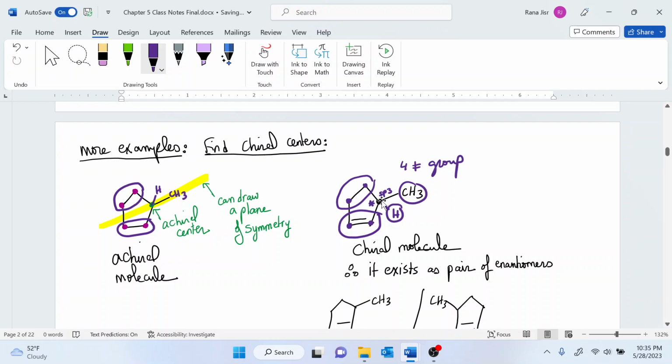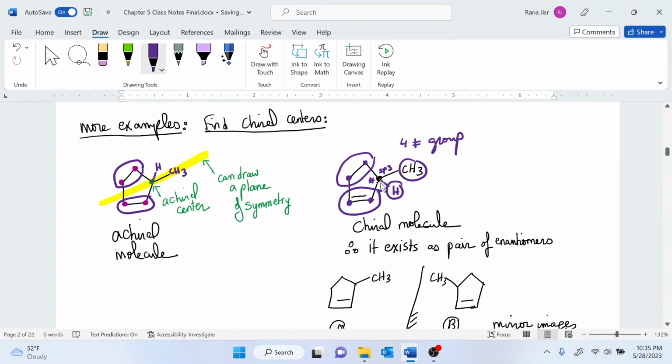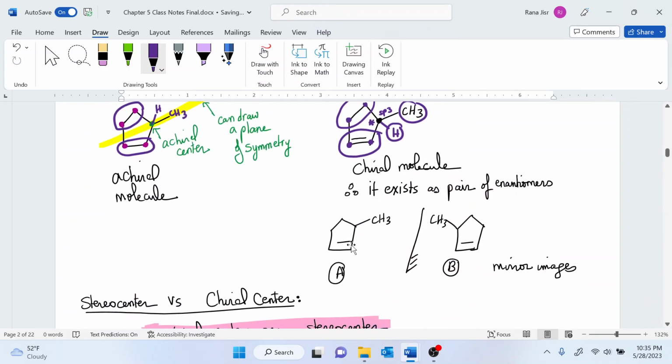So if it is an sp3 hybrid carbon, or if it is a chiral center, then it's going to exist as a pair of enantiomers. Just go ahead and draw its enantiomer in there. So you draw the molecule and you draw its mirror image. It's a simple reflection in there. And these two are two different molecules.